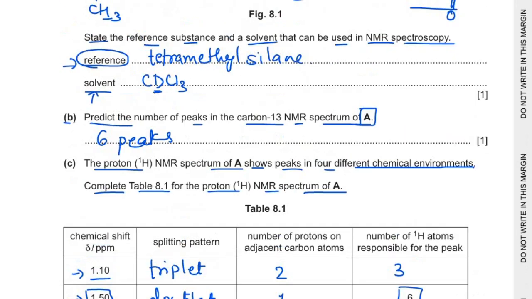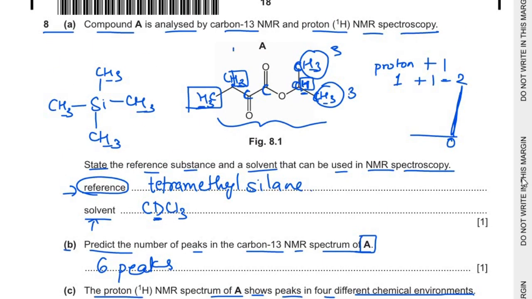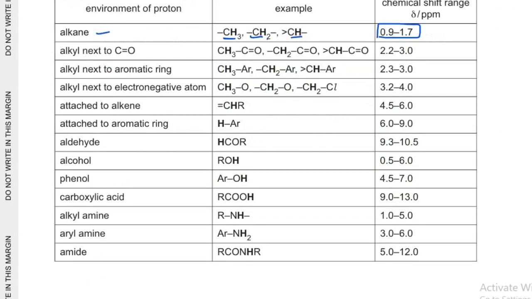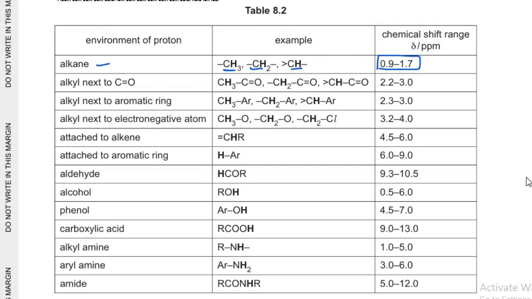The next two chemical shifts are 2.85 and 3.75. Now how many protons are we left with? We are left with this proton and this proton. Now we know that this proton is adjacent to the CO group and this proton is adjacent to only O. So let's have a look at what the two chemical shifts are. It's 2.85 and 3.75.